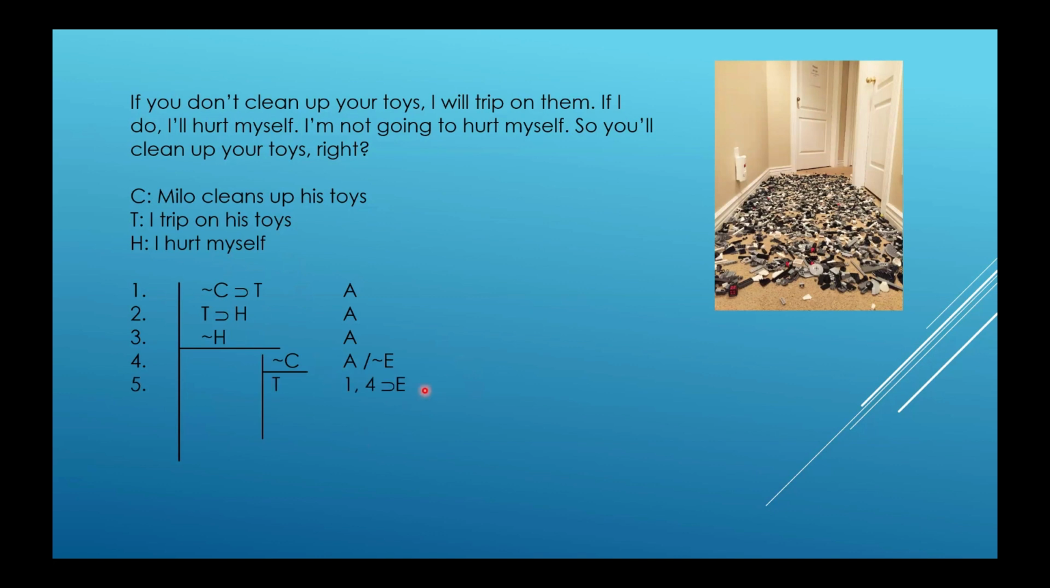Then, by conditional elimination from this line and line one, we can infer that I will trip on them. And then if I trip on them, then from line two, I will hurt myself by conditional elimination again. And then we use reiteration to pull line three down into the subderivation.